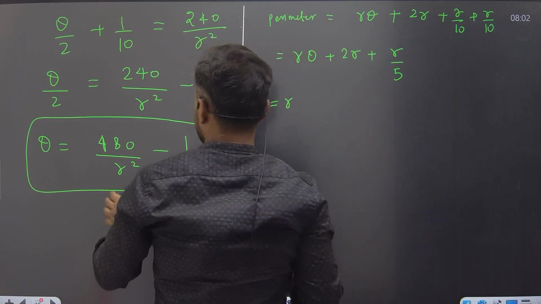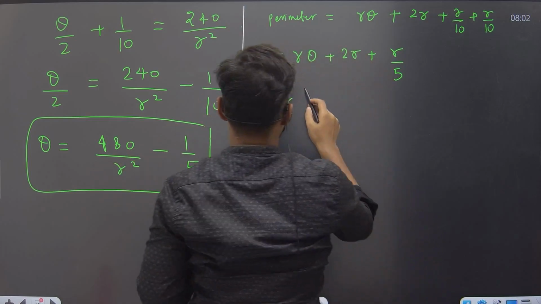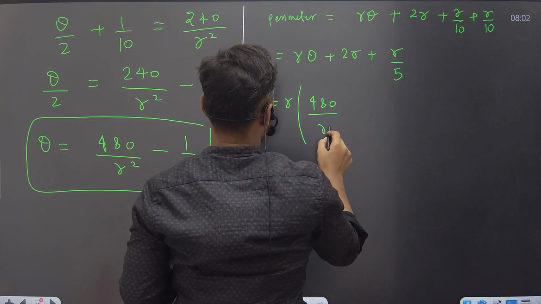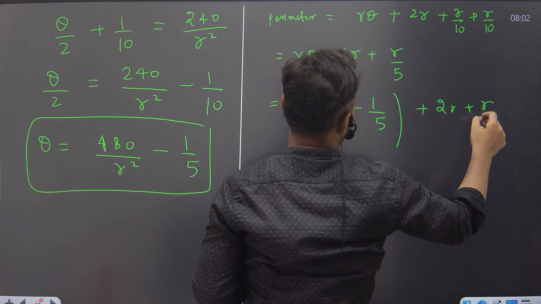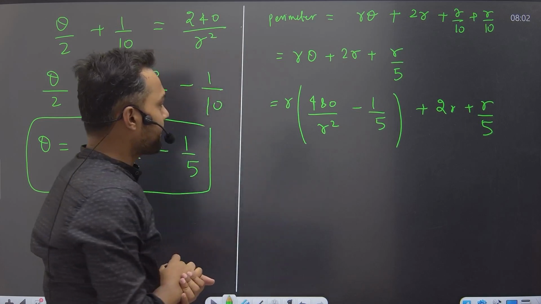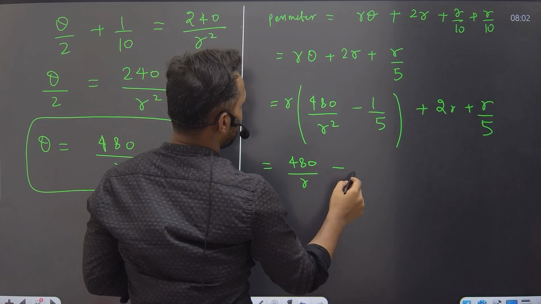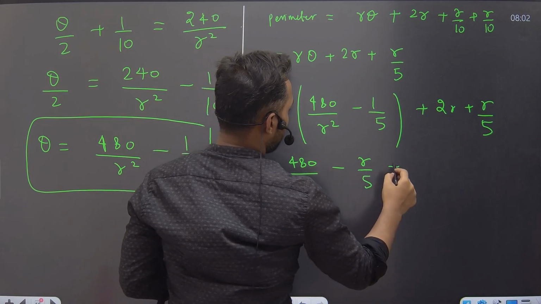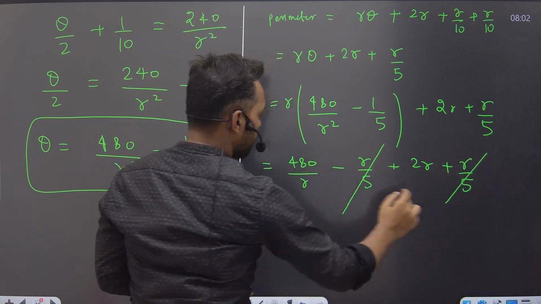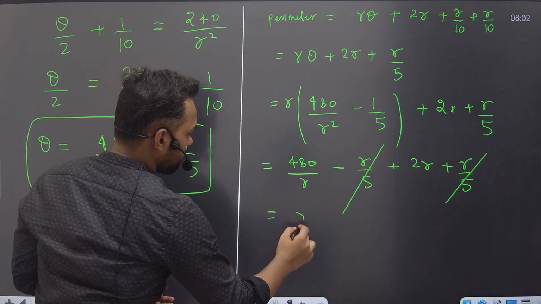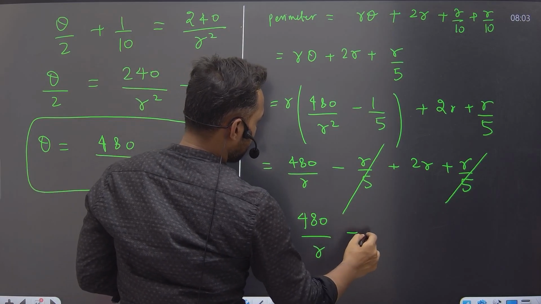Here, plug in the value of theta from this part into this equation, so it will be r times (480 by r square minus 1 by 5) plus 2r plus r by 5. You will get 480 by r minus r by 5 plus 2r plus r by 5. This r by 5 and this r by 5 get cancelled. So according to the question, we have got our value, that is 480 by r plus 2r.